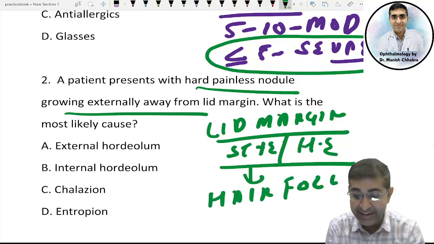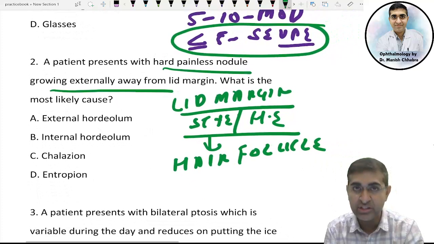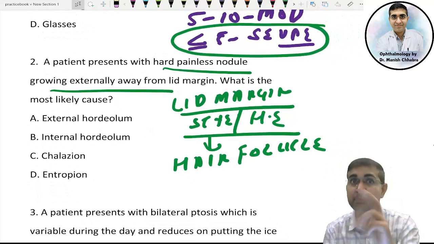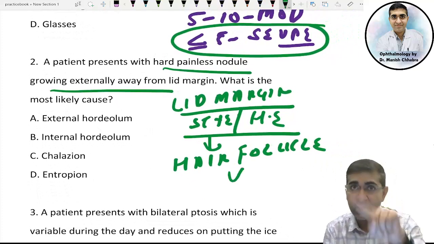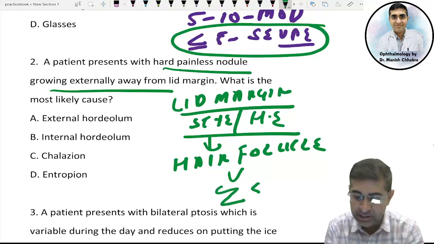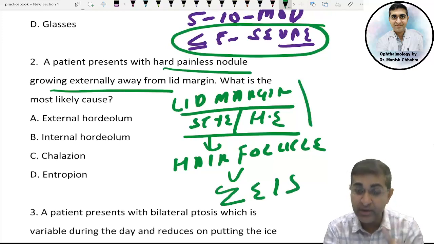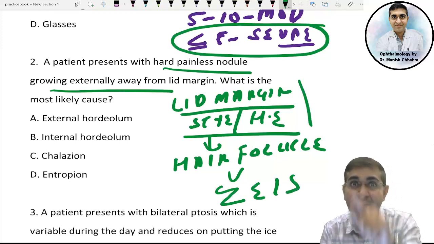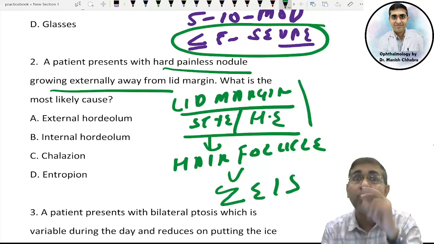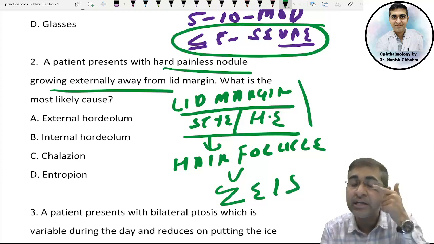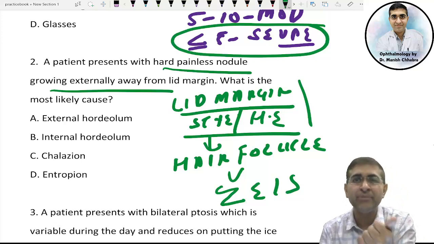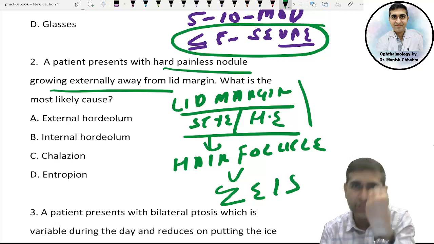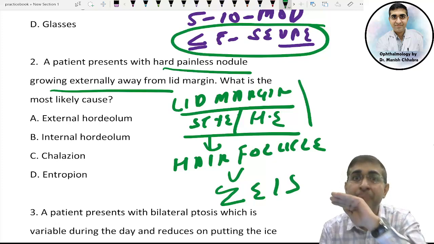I'll be writing less, but I'll be speaking more because this is your revision. This is not the primary class. Hair follicle, if hair follicle is not in the option, it is inflammation of gland of Zeis, and it is very painful. There is a very tender nodule at the lid margin, so the treatment will be oral antibiotics, oral anti-inflammatory, topical eye ointment, and there will be expression of the pus during the course of the disease, and the pain will be relieved.